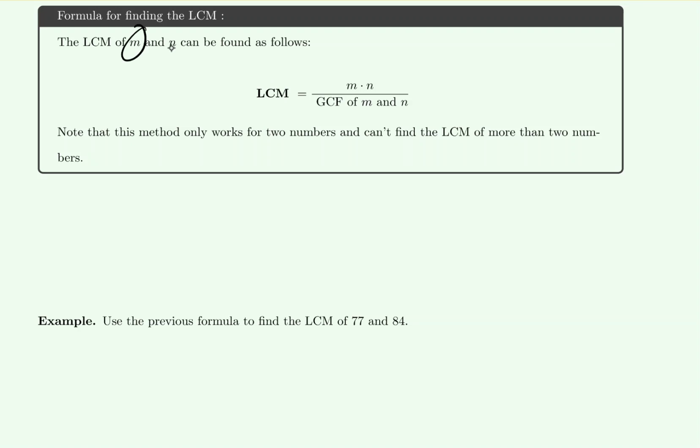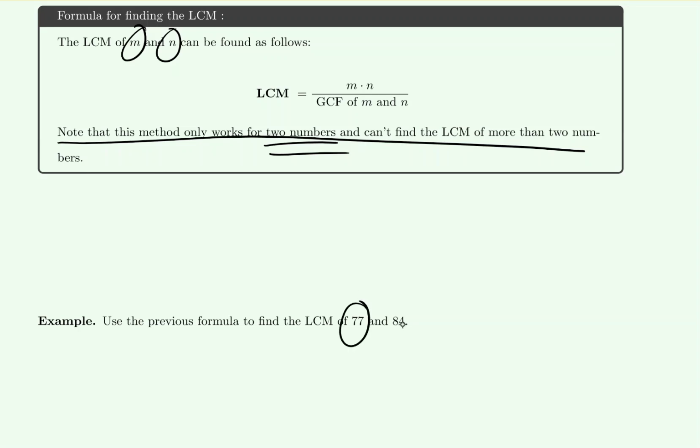So if you've got two numbers, M and N, you could find the LCM by multiplying the two numbers and then dividing by their greatest common factor. Note that this method only works for two numbers and it can't find the LCM of more than two numbers. So we're going to use this formula to find the LCM of 77 and 84. One reason this is particularly helpful is if you already know the GCF of the two numbers.